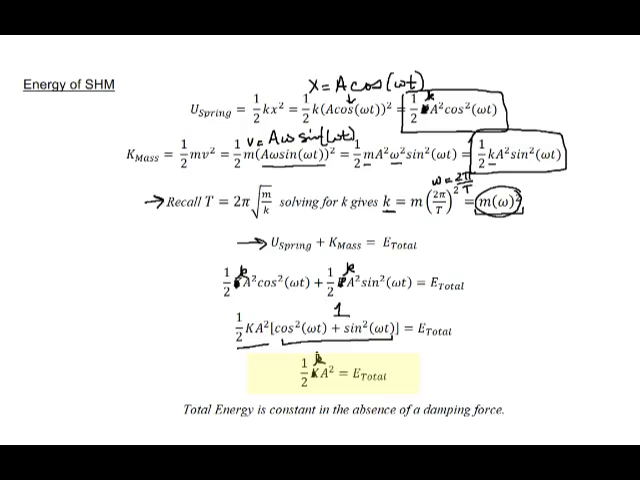Which leads us to the final conclusion that the total energy is 1/2 little k a squared, or entirely comes from the spring itself. The main idea being that the total energy is constant in the absence of any kind of damping force. So in the real world we would have air resistance and friction and things like that, but if we did not have those things, this would truly go forever.